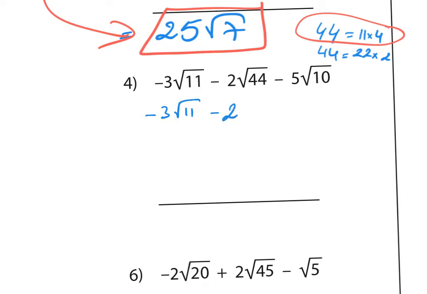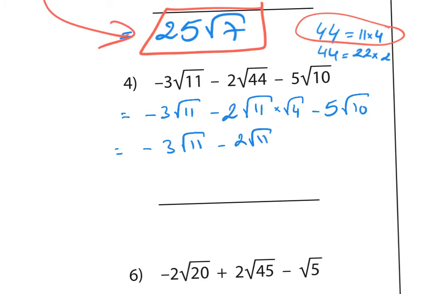So 2 square root of 44 will be square root of 11 times square root of 4 minus 5 square root of 10, right? So here we have negative 3 square root of 11 minus 2 square root of 11 times 2 minus 5 square root of 10. I'm trying to go step by step here. I don't want to miss any jump steps, right? So let's do this one here.